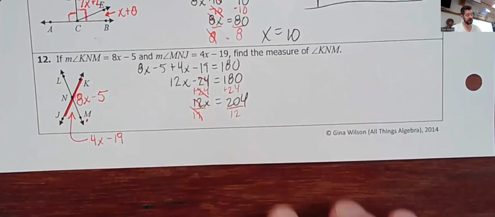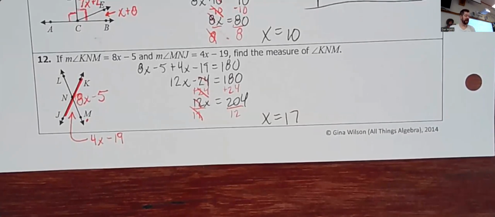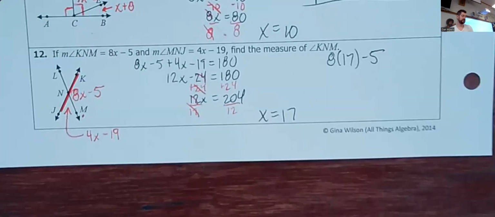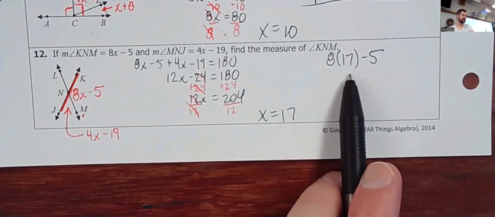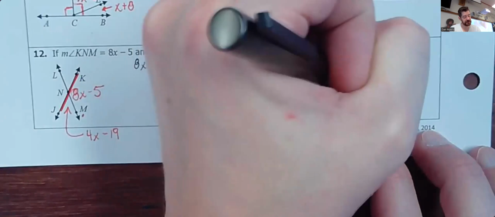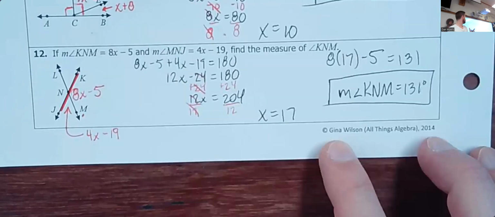What is it? 17? All right, so x equals 17. Now we have to find the measure of angle KNM. That's the 8x minus 5 one. So I'm just going to write 8 times 17 minus 5. Was it 131? Yeah, 8 times 17 would be 136. 136 minus 5 is 131. Good. So the answer: the measure of angle KNM equals 131 degrees. There we go.